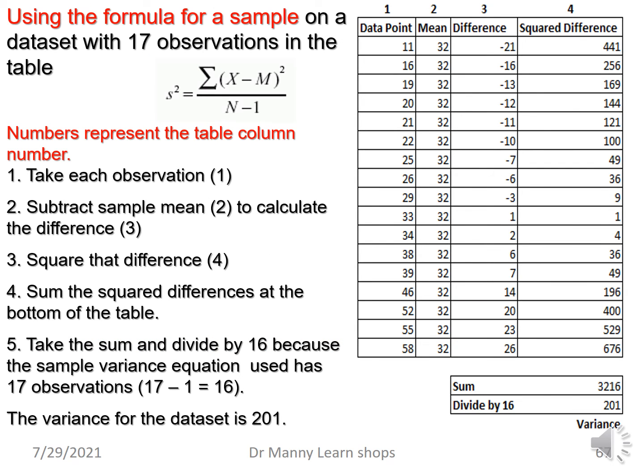Using the formula for a sample on the dataset of 17 observations in the table, the numbers represent the table column number. Take each observation 1. Subtract the sample mean 2 to calculate the difference in column 3. Square the difference 4. Sum the square differences at the bottom of the table. Then take the sum and divide by 16 because the sample variance equation used 17 observations, 17 minus 1 equals 16. The variance for the data set is 201.